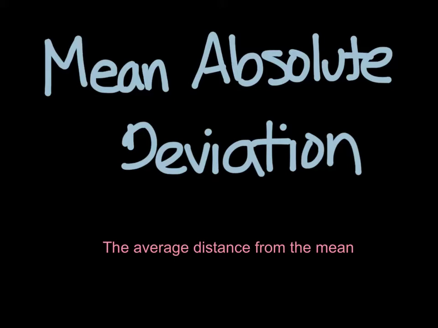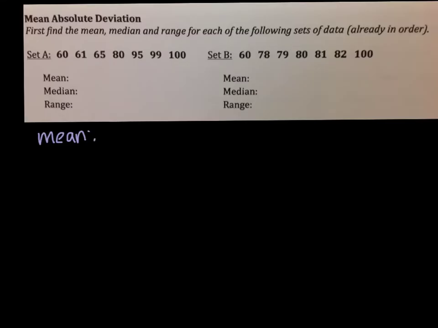So the mean absolute deviation is the average distance from the mean. And it describes the variability of the data, or how spread out the numbers are. The first thing we have to do is find the mean, median, and range for each of the sets of data, just so that we can really understand what mean absolute deviation is.